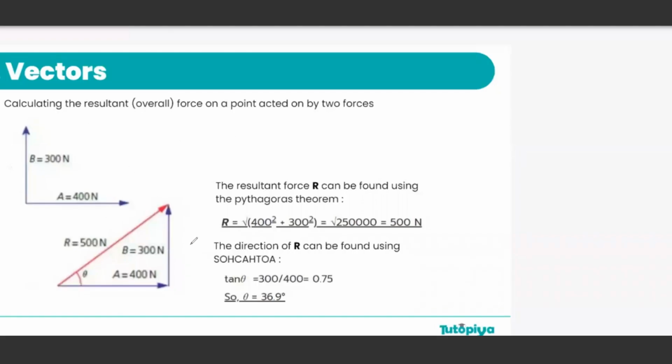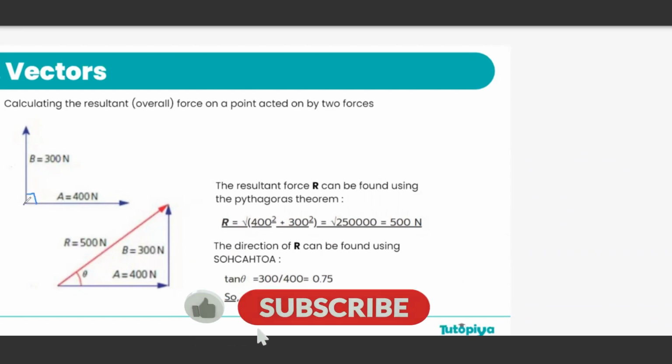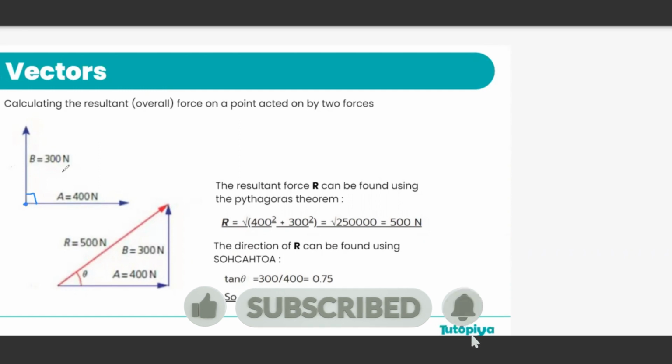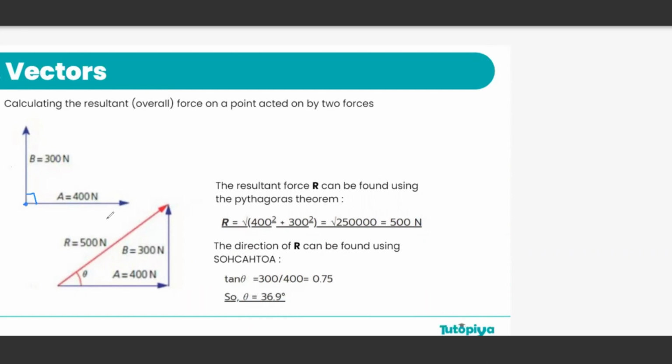Let's use what we learned in a simple example now. There are two forces, horizontal and vertical, perpendicular to each other, acting on the same point. The vertical force is 300 newtons, the horizontal force is 400 newtons. To find the resultant force, you apply R squared is equal to A squared plus B squared. A squared here is 400 squared, B squared is 300 squared. Once you simplify this, you get R squared is equal to 250,000. And when you take the square root of that, you get 500 newtons. So the magnitude is very simple, 500 newtons.